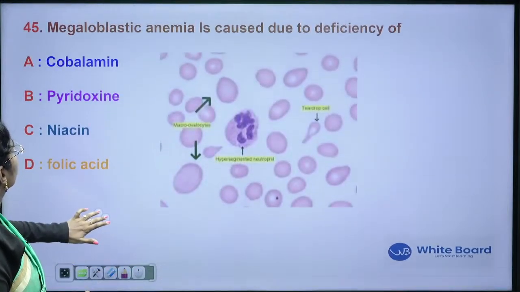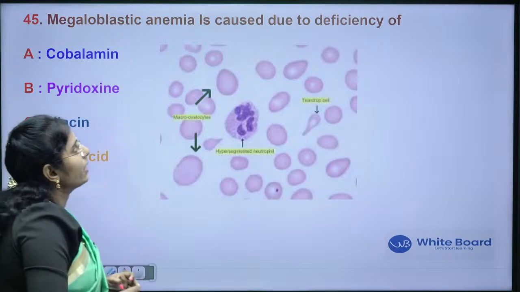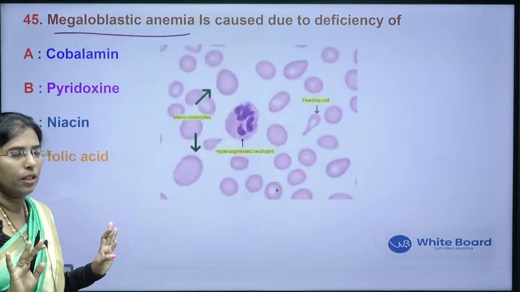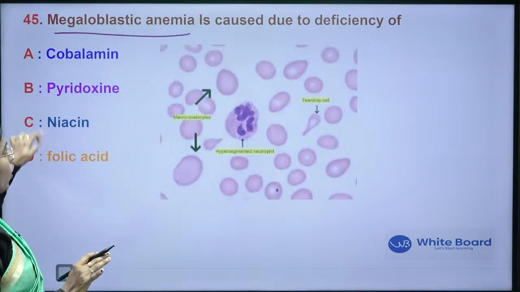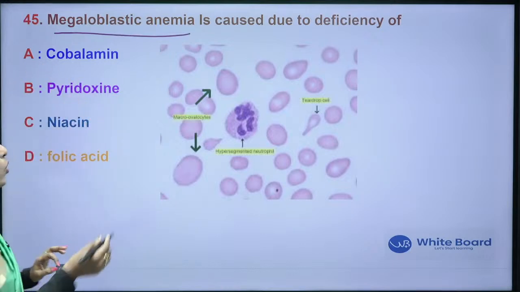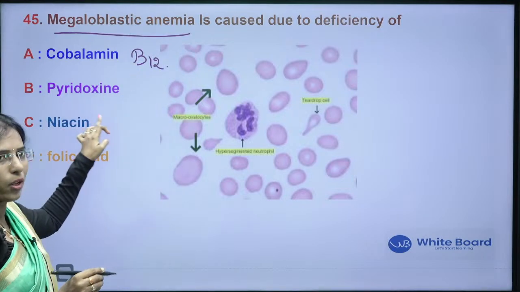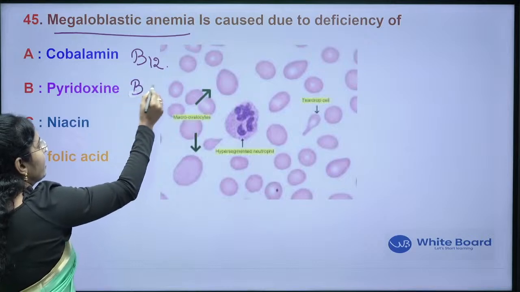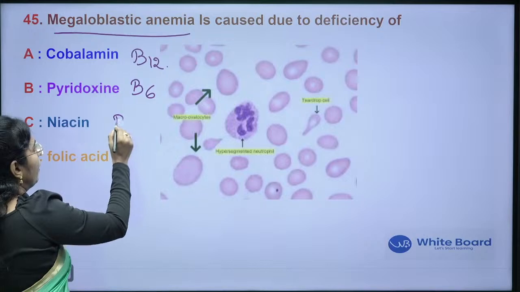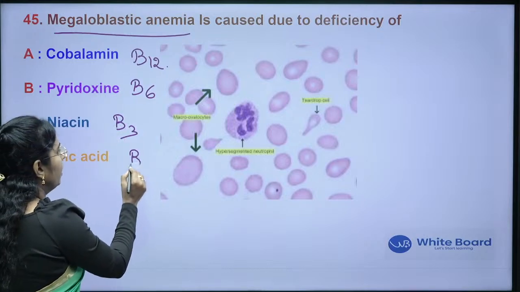Next question, the 45th question. Megaloblastic anemia is caused due to deficiency of what? Here they have given 4 options. Option A, cobalamin, nothing but cyanocobalamin, vitamin B12. Next one is pyridoxine, that is vitamin B6. Next, niacin, which is vitamin B3. And folic acid, which is vitamin B9.